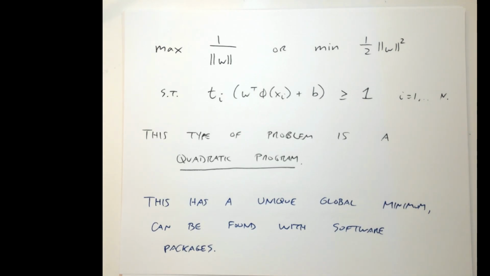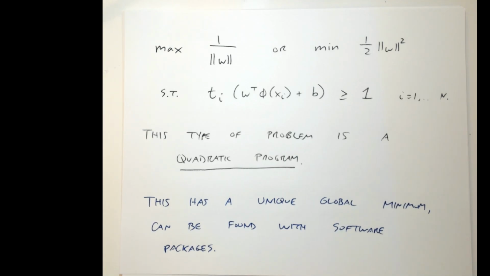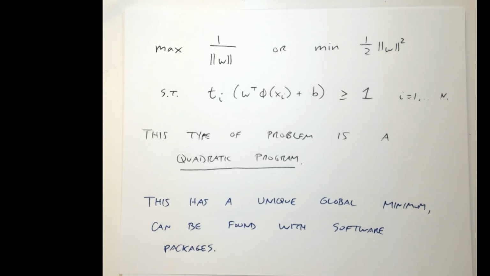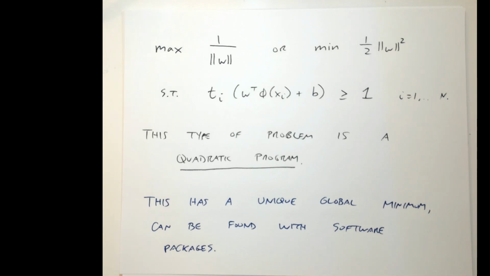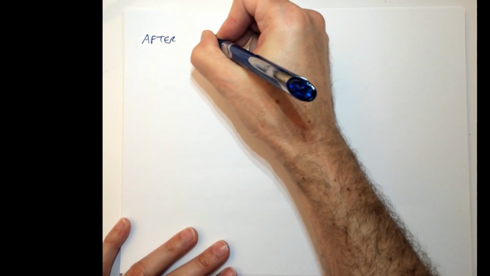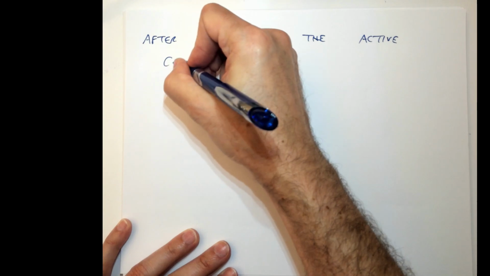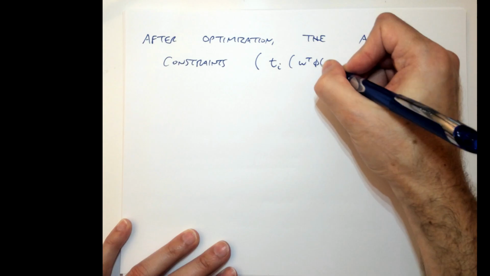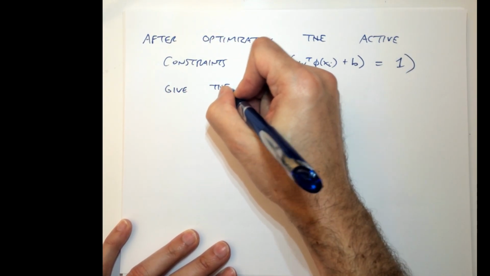And so when I go through this process and I find out which of the constraints are exactly equal to 1, those are the ones that are going to correspond to my support vectors, right? So whenever you solve a constrained optimization problem, you'll find that at the end of the day, some of the constraints are going to be binding, right? So I'm not going to have all these values exactly greater than 1. A couple of the values will be exactly equal to 1, right? Otherwise, I could do better by changing the weights. So after optimization, what are called the active constraints, which is the same as saying that this number here equals 1, give the support vectors.